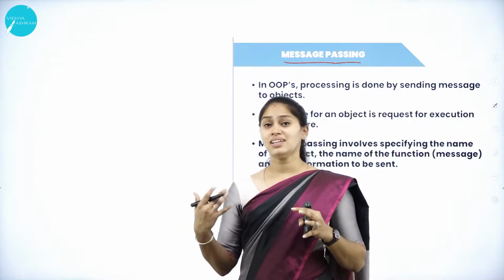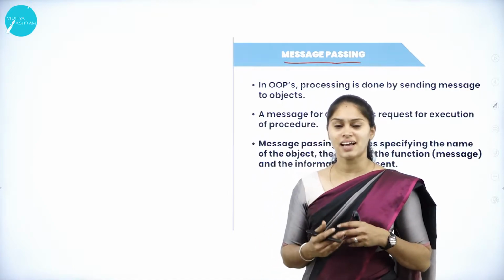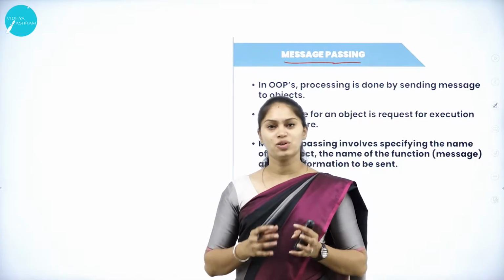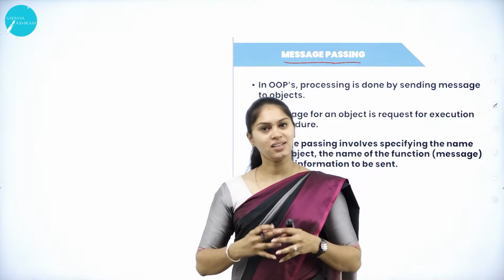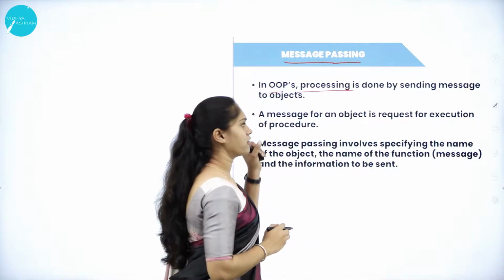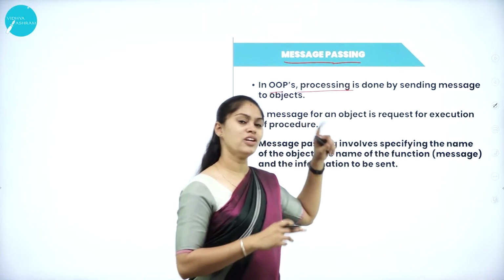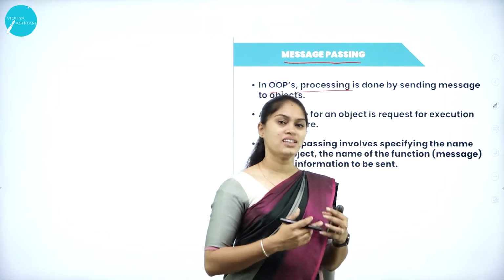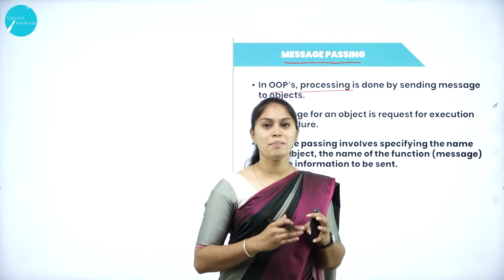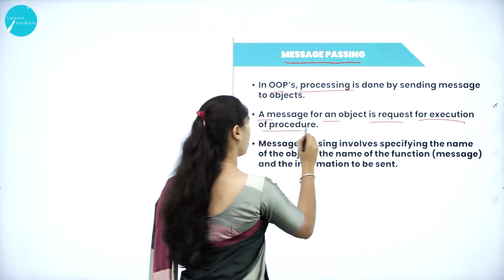Consider there are n number of objects in a particular class. If I want to communicate, or if you want to process the data, there must be communication between the objects. That object communication happens with the help of the message passing concept. Object-oriented programming processing is done by sending a message to the objects. Then the object calls the data members and member functions, and we execute or process things. That is why message passing is important. A message for an object is a request for the execution of a procedure.